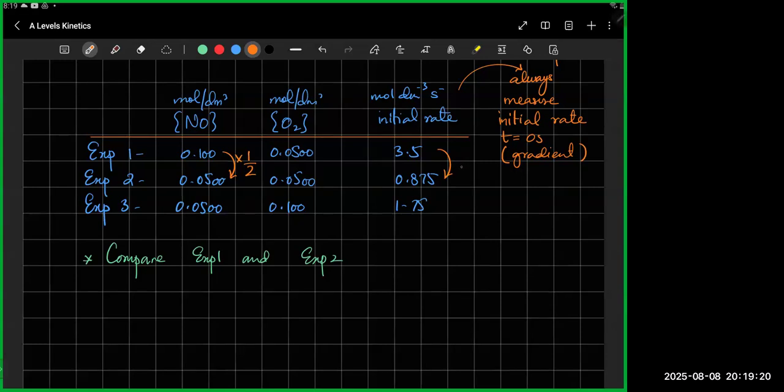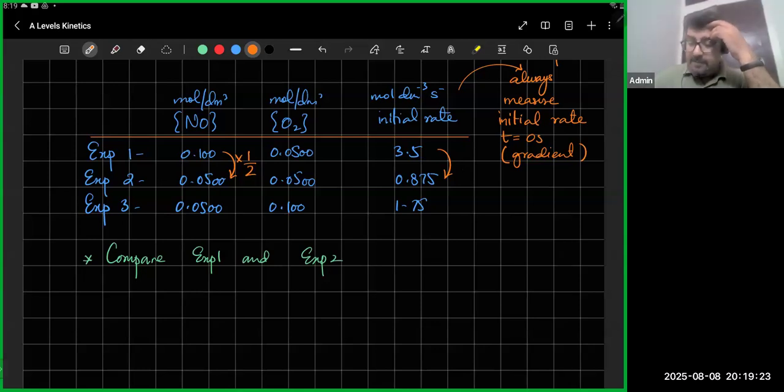Okay, experiments 1 and 2. If you compare experiments 1 and 2, then from 3.5 it's decreasing to what? It's decreasing to 0.875, right? So what does that mean? What is the factor by which, I mean, you have to figure out what the factor is, right? The factor is easy to find. What you're just going to do is take 0.875 and divide that by 3.5. So again, if you do this on your calculator, what do you get?